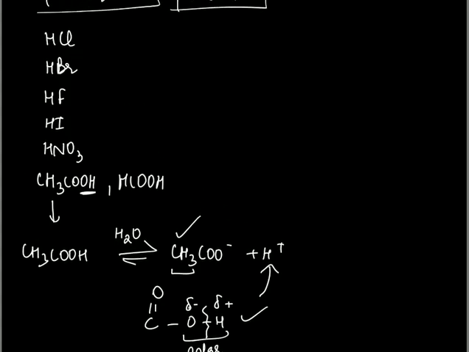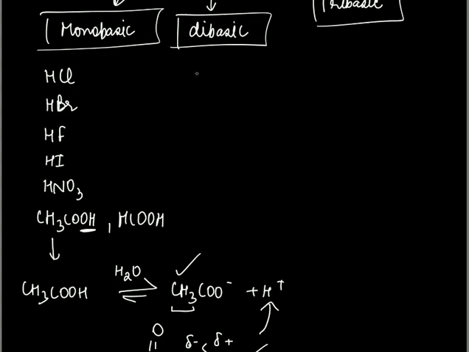Then we go to dibasic. So dibasic, we have H2SO4 sulfuric acid, H2SO3 sulfurous acid, then H2CO3 carbonic acid. We have oxalic acid, (COOH) whole twice.